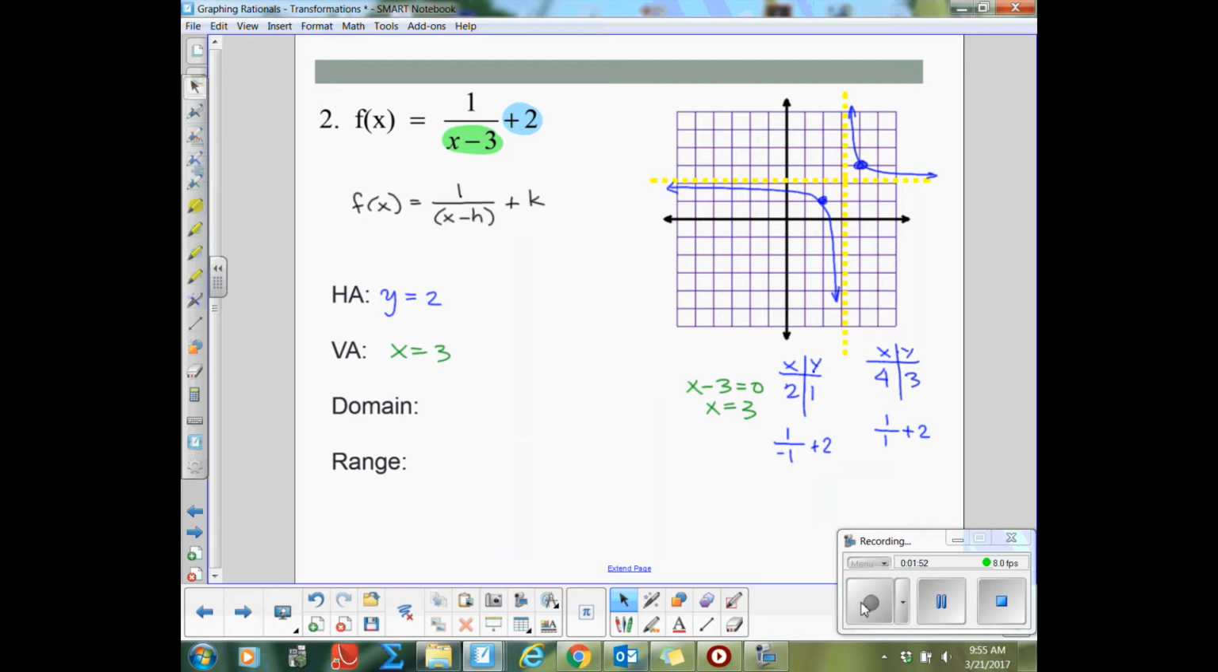The domain goes from negative infinity to the vertical asymptote, excluding the vertical asymptote, and the range, we exclude the horizontal asymptote.